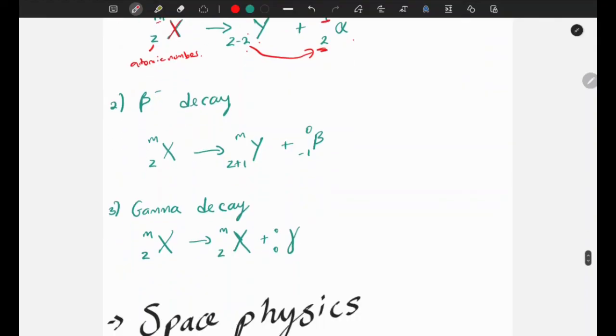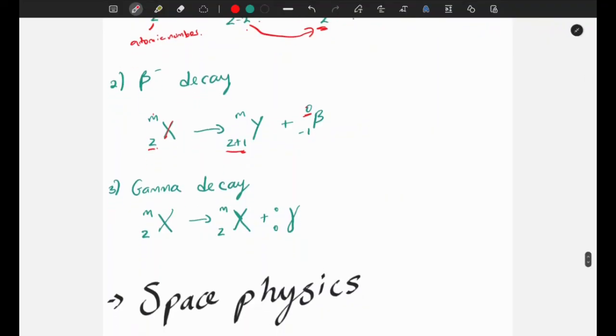For a beta minus decay, we have the same one, X with mass number M and atomic number Z. A beta particle would be released, with a mass number of 0 and a charge of -1. To balance this, the atomic number would increase by 1, so Z plus 1, but the mass number would stay the same. That's for a beta decay.